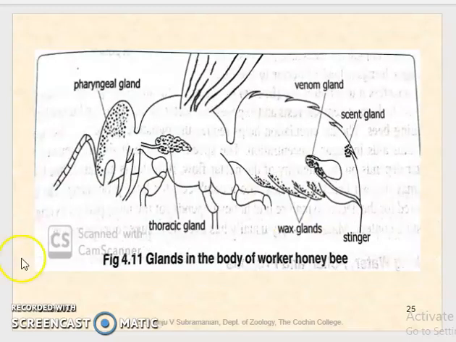Next, we will see the different glands which are present in the worker honeybees. There is a pharyngeal gland, a thoracic gland, a venom gland, a scent gland, and a wax gland. Then there is a stinging apparatus. So these are the different types of glands which are present in the worker body: pharyngeal gland, thoracic gland, venom gland, scent gland, and the wax gland.